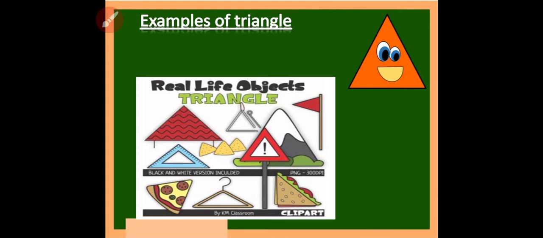Now let us see some examples of triangle. Oh wow, nachos, your favorite nachos, pizza, then hanger, then your sandwich bread, then your signboard. All these are of triangular shape. And mountains, whenever you are drawing a scenery, first of all, you draw the mountains of which shape? Triangular shape, isn't it?